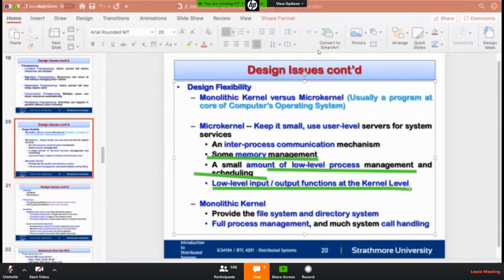So some element of memory management, because if I have given a function to A, I want to know when it comes back so that I report back. So I cannot forget about everything. I have to remember something.